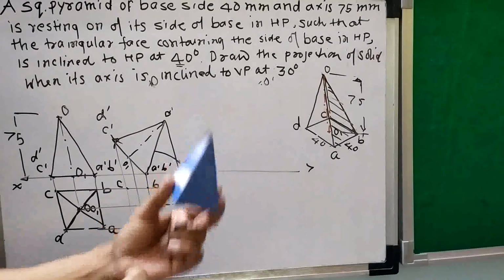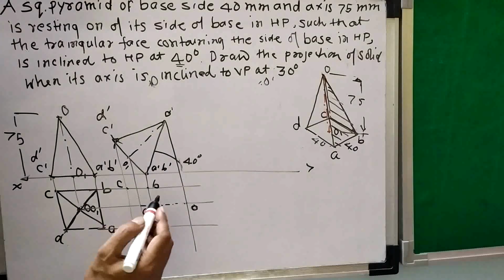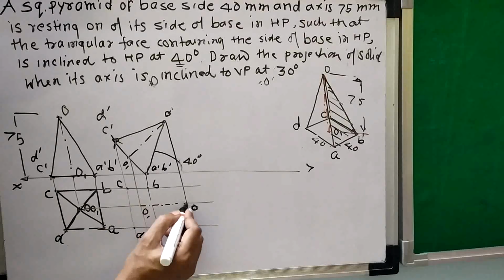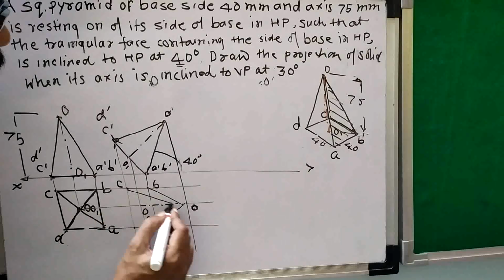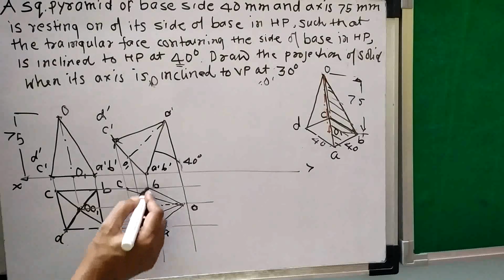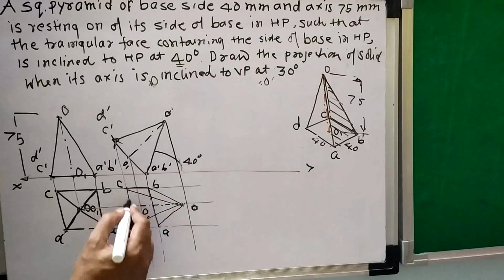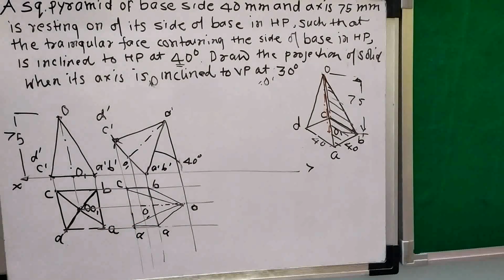So you have to join the real parts. So I will join these real parts. I will join OA slant edge, OB slant edge, OC slant edge, OD slant edge. I have joined the 4 slant edges, and then I have to join the 4 edges of the base. So I have to join AB, BC, CD and AD. So in this way I have completed this solid.